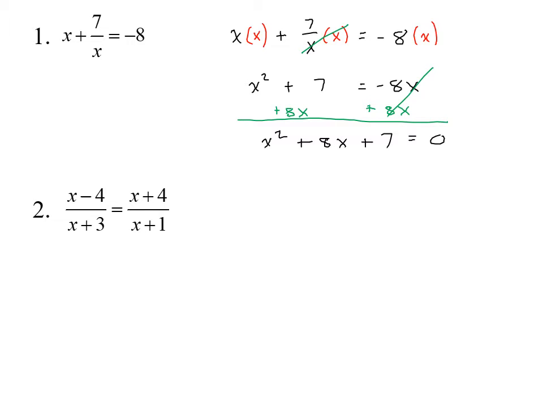And this should factor. Since there's a positive on the 7, that means your signs are the same. And since there's a positive on the 8, that means they're both plus signs. And then you want two numbers that multiply to 7 that add to 8, which would be 7 and 1. So I set each one of those equal to 0. Either x plus 7 equals 0, so I'm up on the top left now, because I'm kind of running out of room on the other part, and x plus 1 equals 0.